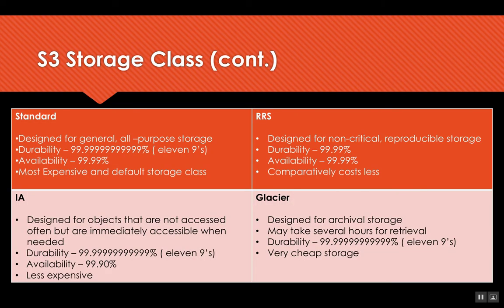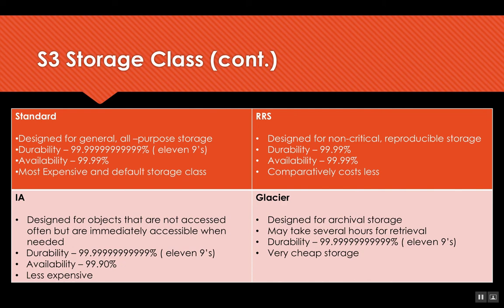Now, standard. Standard is designed for general all-purpose storage, and it's 99.999999999% durable, 11 nines. So you're not losing your data anytime soon. Availability is also 99.99%. It is the most expensive but default storage class. Then comes the reduced redundancy storage class, which is also referred to as RRS. It is designed for non-critical reproducible storage. Durability is 99.99%, availability is 99.99%, and comparatively it costs less.